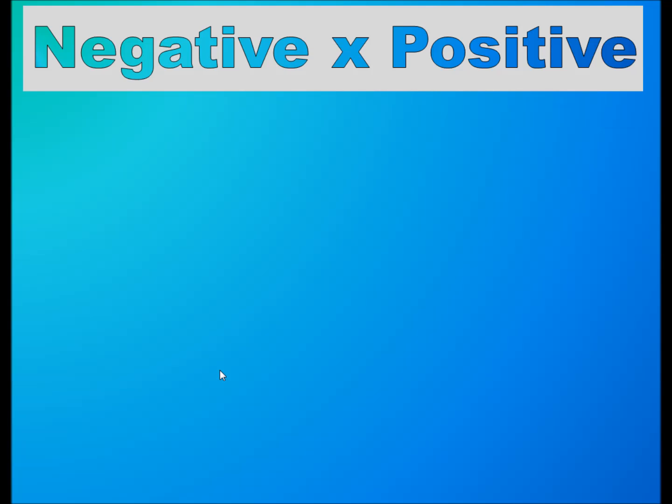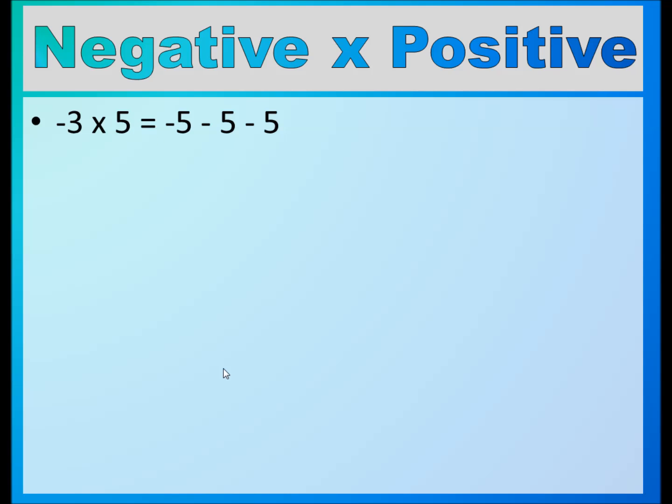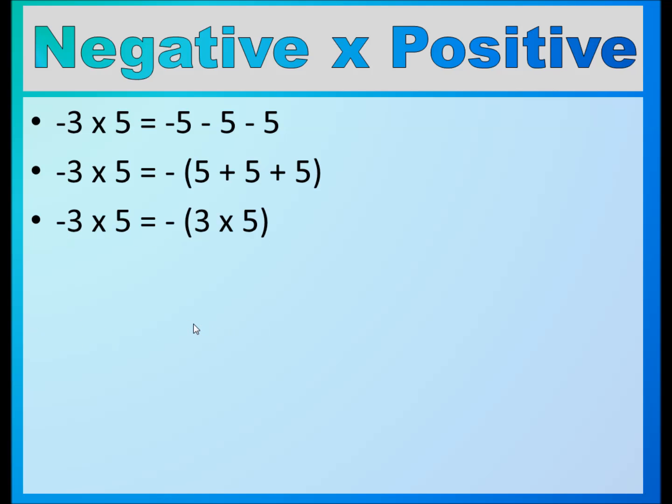So we just found out that negative 3 times 5 is equal to negative 5 minus 5 minus 5. Using the distributive property, this is equivalent to negative parentheses 5 plus 5 plus 5. We already know that 5 plus 5 plus 5 is equal to 3 times 5. So we can say that negative 3 times 5 is equal to negative parentheses 3 times 5. And so negative 3 times 5 is equal to negative 15.